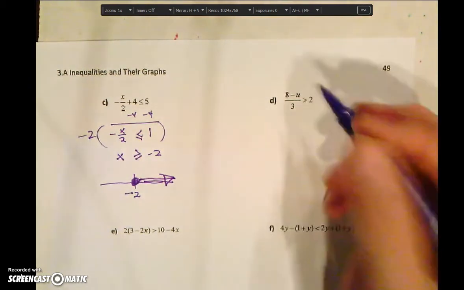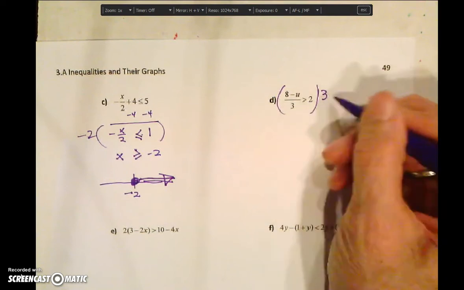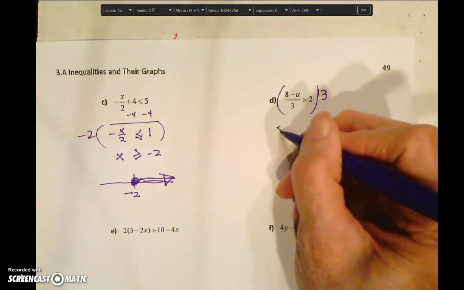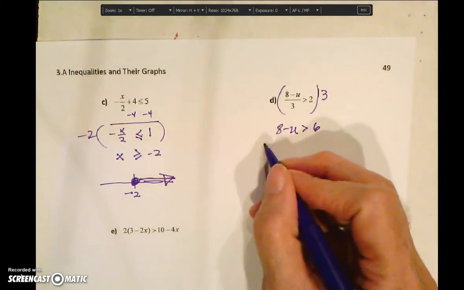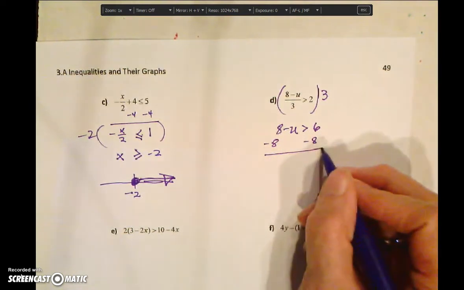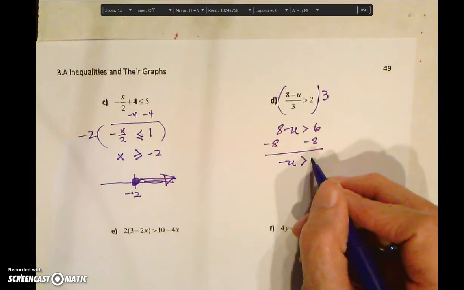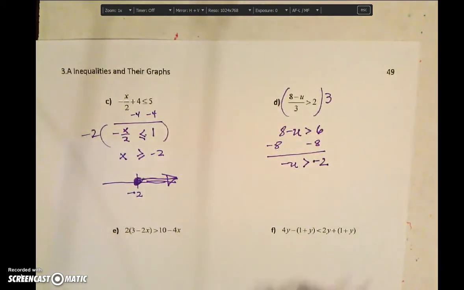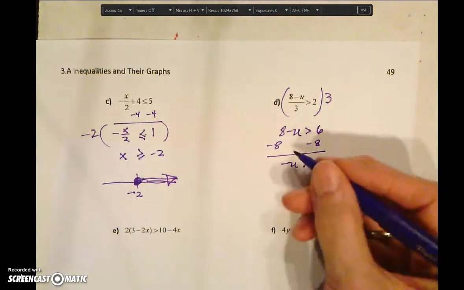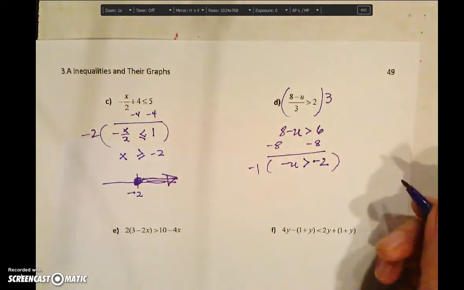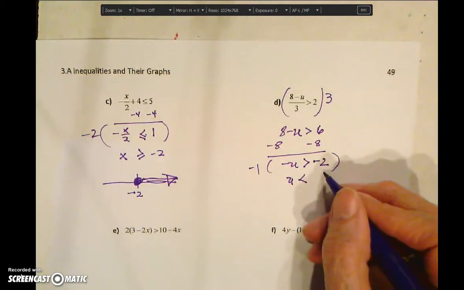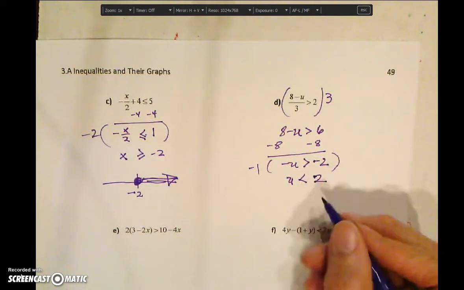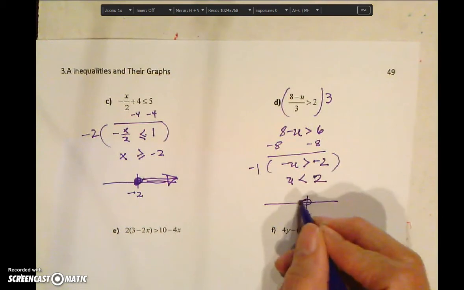D, I'm going to begin by multiplying both sides by that 3, and that's going to cancel the 3 there and leave me with 8 minus u is greater than 6. I'm going to subtract my 8 from both sides, and that gives me negative u is greater than negative 2. Again, inequalities are staying the same, but now I need a positive, so I'm going to have to multiply by negative 1, and it's going to give me a positive u. It's going to reverse the inequality sign, and negative 1 times negative 2 is 2. So on a number line, open dot and to the left.